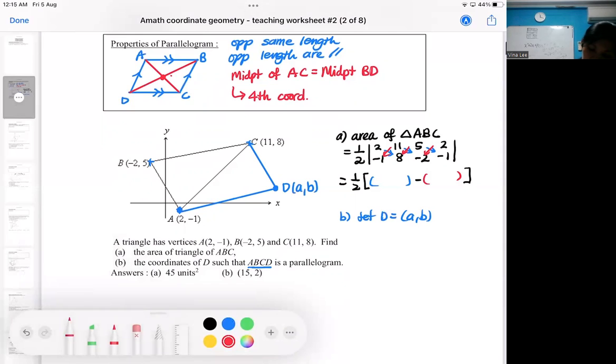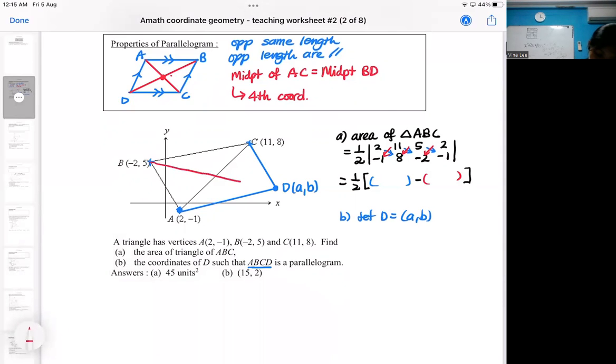Now I'm going to use the midpoint of the diagonal. Please don't use the wrong diagonal. I'm going to work out the midpoint of AC first. Use your formula to work it out, sharing the X coordinate, then also sharing the Y coordinate.